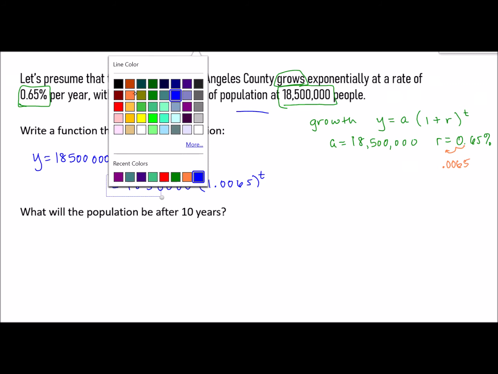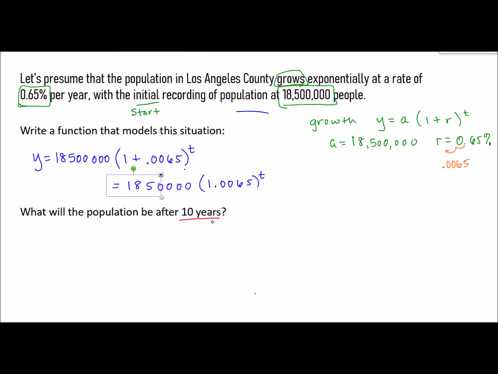All right, now we're asking the same question again. What will the population be after 10 years? Well, that just means t equals 10. So we would calculate it out. 18500 times 1.0065, whoops, 65, not 56, to the 10 power, because that's our t. Sorry about that. Okay.